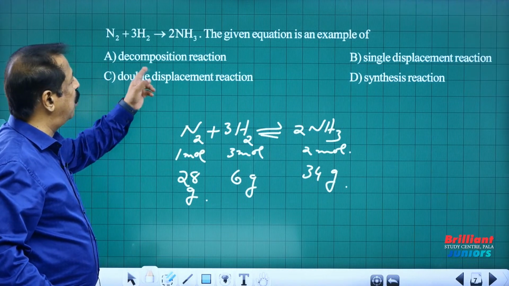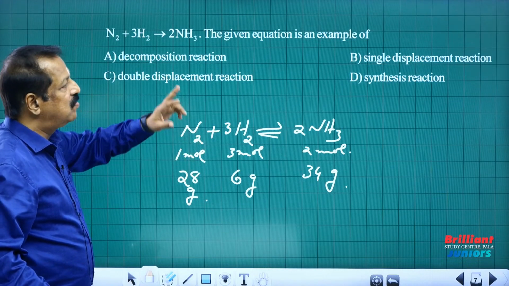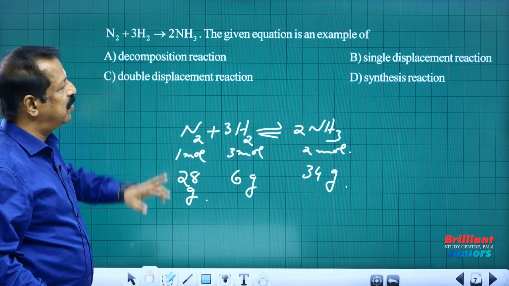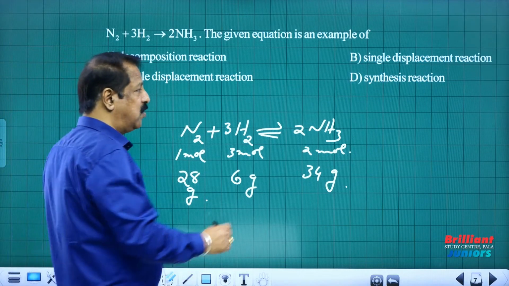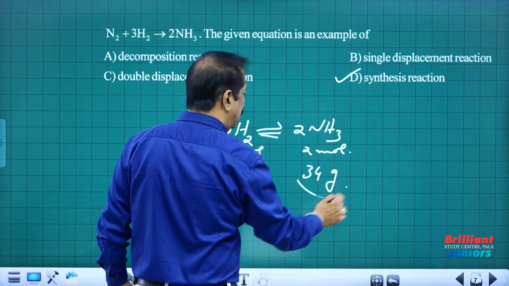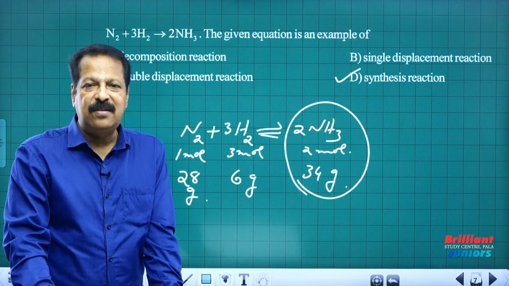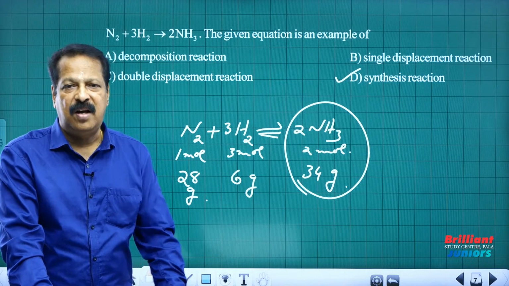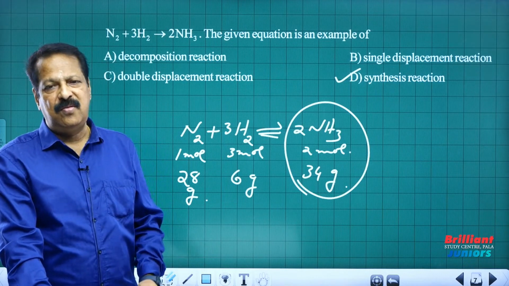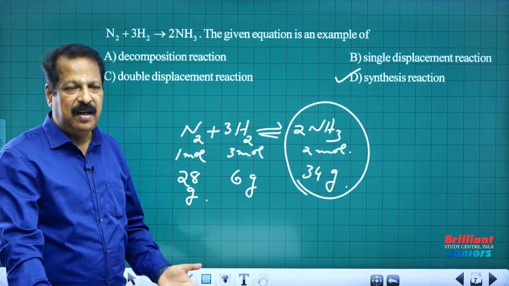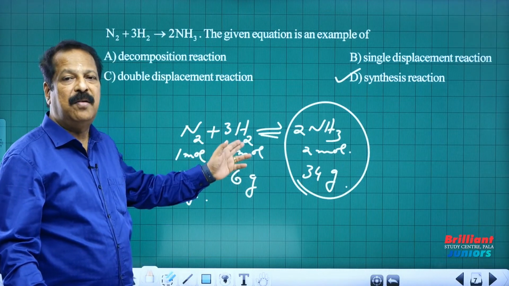So is this an example of decomposition reaction? No. Single displacement? No. Double displacement? No. This is a synthesis reaction, because we are going to synthesize ammonia. We are going to prepare a new material. So the reaction is called a synthesis reaction. Ammonia is manufactured, prepared using this reaction, nitrogen combined with hydrogen.